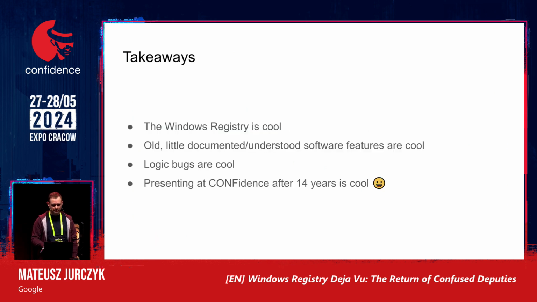So yeah, that's basically my presentation. When it comes to takeaways, just a few things that I find cool. So first of all, the registry I think is very cool, as evidenced by how much time I spend on it. Of course, all the little documented and understood software features are very cool because it led to this very interesting discovery about something that no one else seems to have been aware of for the longest time. Also, logic bugs are very cool if you find a good bug. And finally, for me personally, presenting here after 14 years is super cool. So thank you very much for listening, and happy to answer questions.